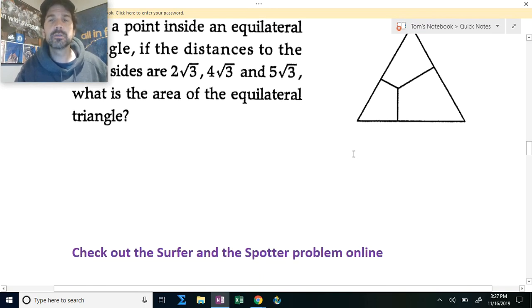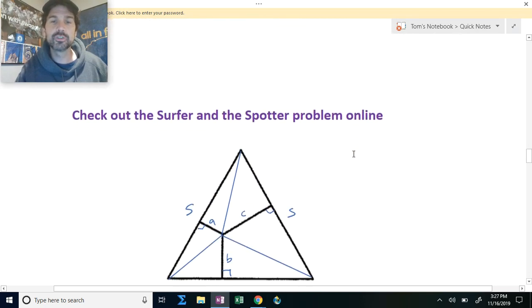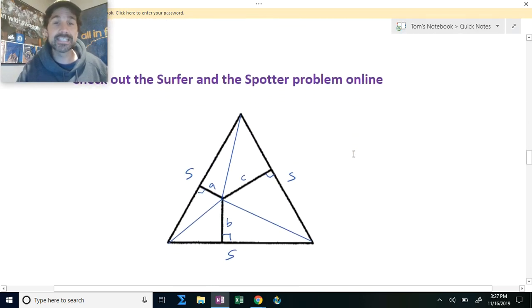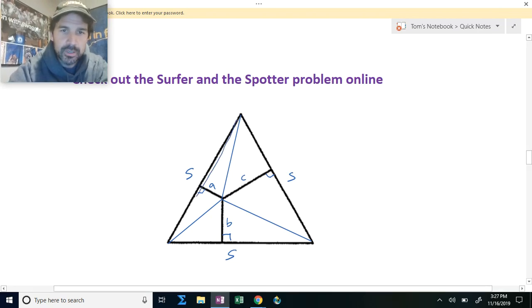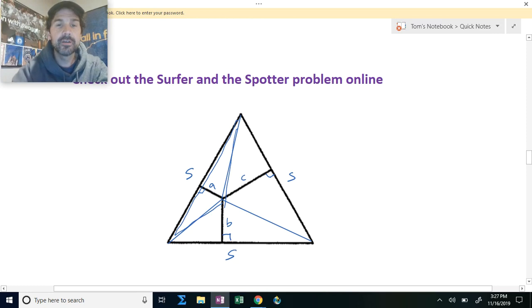But basically what I would do is I would take this diagram and I would draw in the following line segments from the point on the inside to all 3 vertices, and it breaks it up into 3 different triangles. So you've got this triangle up here, all right? And that triangle is 1/2 of s times a, and this triangle over here has an area of 1/2 s times b, and then this triangle over here has an area of 1/2 of s times c.